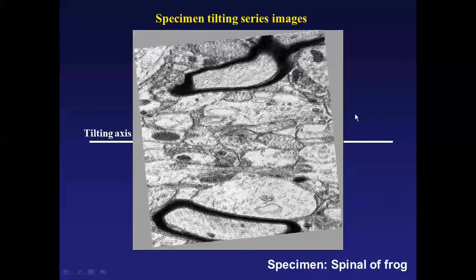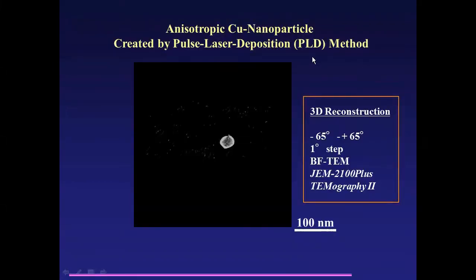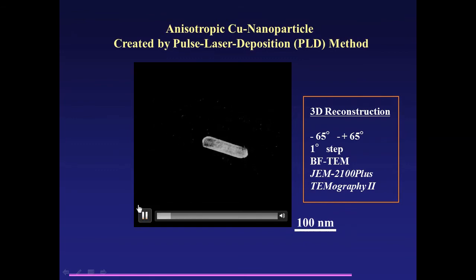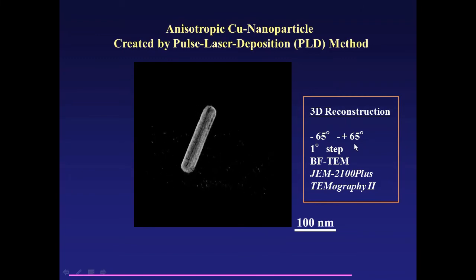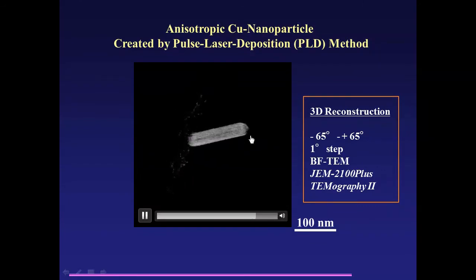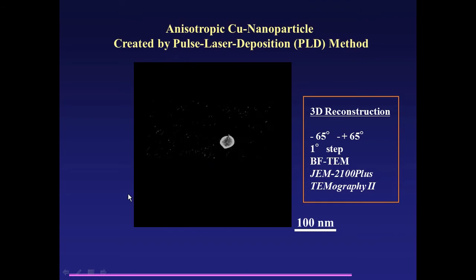Okay. Then, as an example of 3D observation, a copper nanoparticle. This is only a 2D projected image. It looks like a small particle, but after reconstruction, you can see the real shape of the particle. It was not a particle, but a rod. Data was obtained at plus and minus 65 degrees with a 1 degree step. In order to understand the real shape of the specimen, 3D information observation is very important.